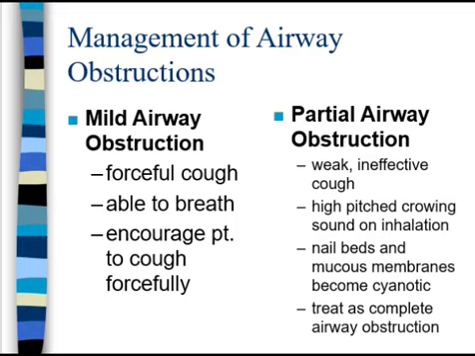A partial airway obstruction, which would be treated as a complete airway obstruction, is defined as poor airflow. So the partial airway obstruction is a weak, ineffective cough, a high-pitched crowing sound on inhalation. The nail beds and mucous membranes may become cyanotic or turn blue. And again, you'll treat it as if it's a complete airway obstruction.